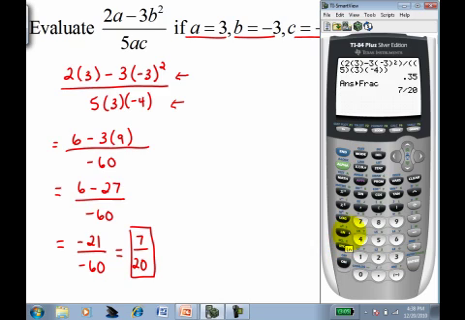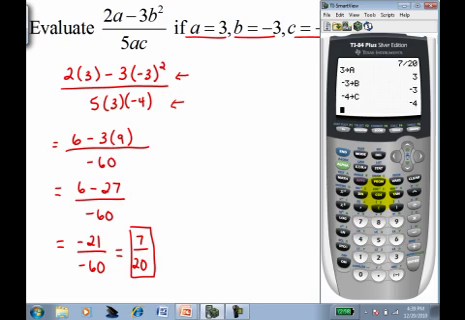The last way to do it is to actually use the store key on the calculator, and using the store key, the first thing I do is I put the values in for A, B, and C. So 3 store A, and negative 3 store B, and negative 4 store C. And now I can just type the expression in exactly as it's written. And I don't even have to worry about parentheses or anything like that because we're using the store function and the calculator will take care of those order of operations.